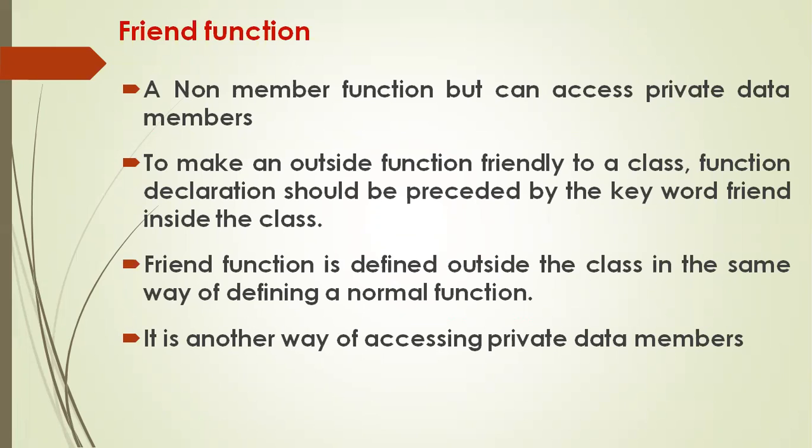To make an outside function friendly to a class, within the class you write the name of the function, and before that you add the prefix called friend. In that case, that function becomes a friend function for that particular class. Just like a member function, a friend function can also access the private data of the class. So in order to make any function a friend function, you prefix the function name with the keyword friend.